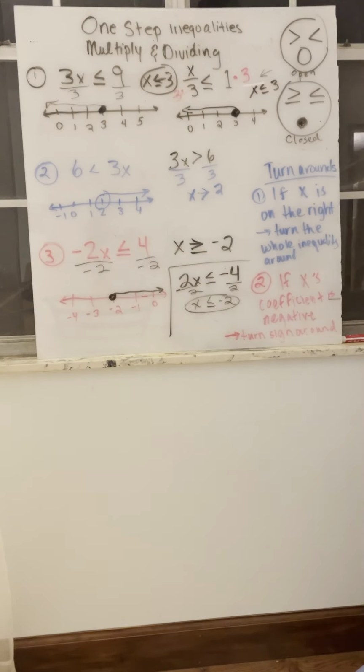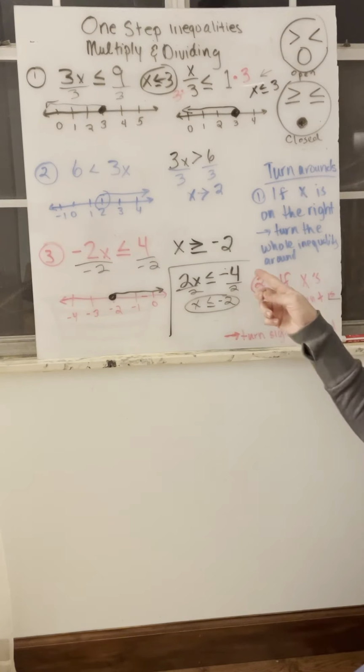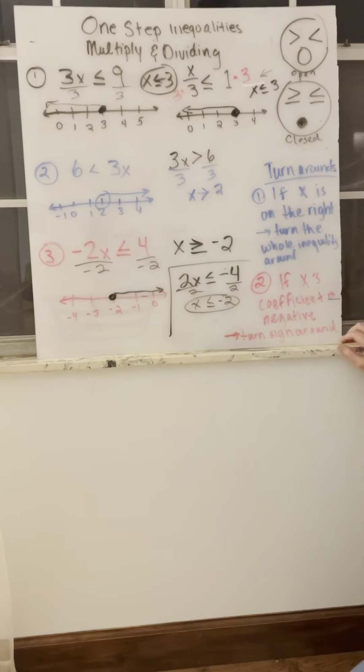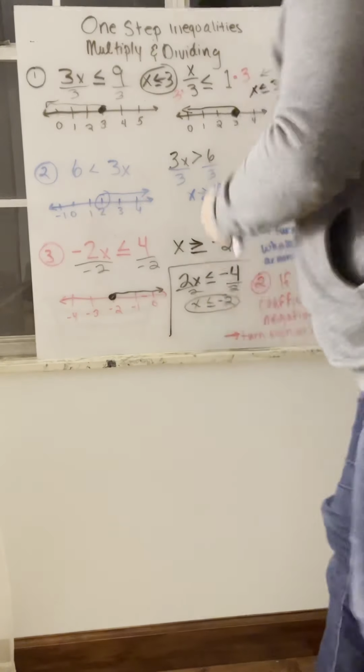There are a couple of cases where you might have to turn it around twice, where you would have a negative coefficient that's also on the right side. So I'll do one of those.